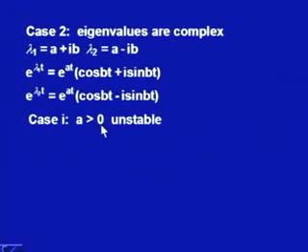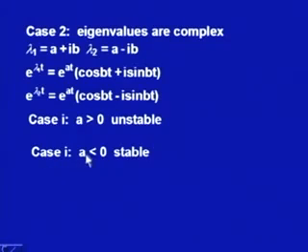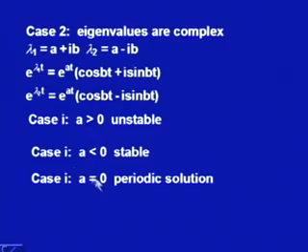In the case when a is positive, we will always go away from 0 because of this positive exponent, and in that case we say the solution is unstable. However, in case 2, when a is negative, this term will always go closer and closer to 0, and the other part remains bounded. So, the total term will be going closer to 0, and we say that the solution is stable. In the third case, when a is equal to 0, then we will have a periodic solution.